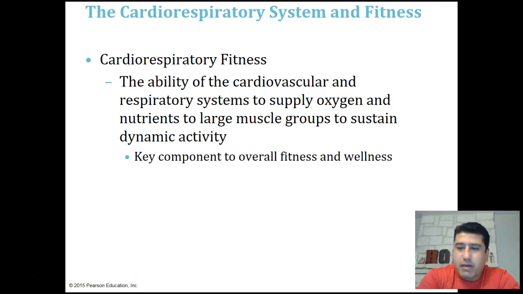Let's start talking about the cardiorespiratory system and fitness. Cardiorespiratory fitness is defined in the book as the ability of the cardiovascular and respiratory systems to supply oxygen and nutrients to large muscle groups to sustain dynamic activity. Obviously, the more capable you are of generating this system in terms of supplying oxygen to the muscles, the more you're capable of doing, so the better fit you are.